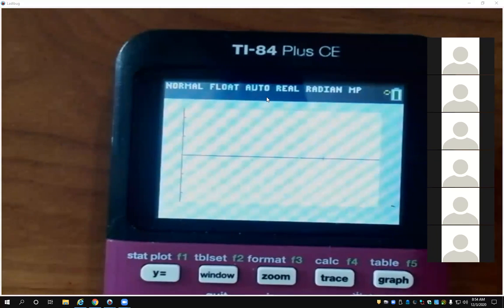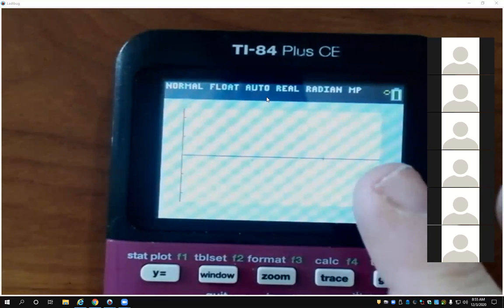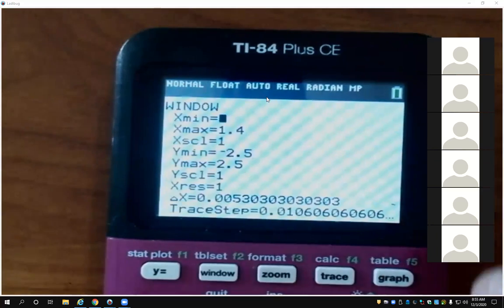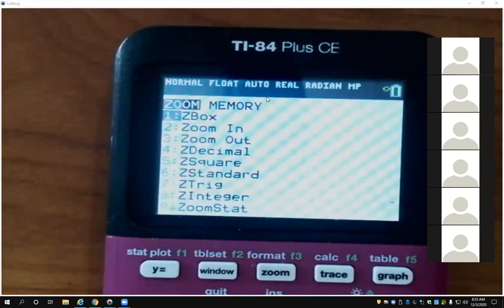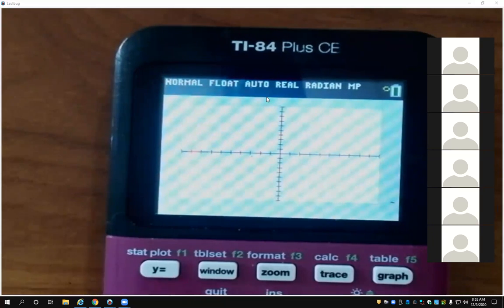I got a bad window probably. So it's a bad idea here. It's going to take a while to graph these two things. Probably just smarter to turn it off for a minute. Let me get a better window. All right, hopefully this is better.